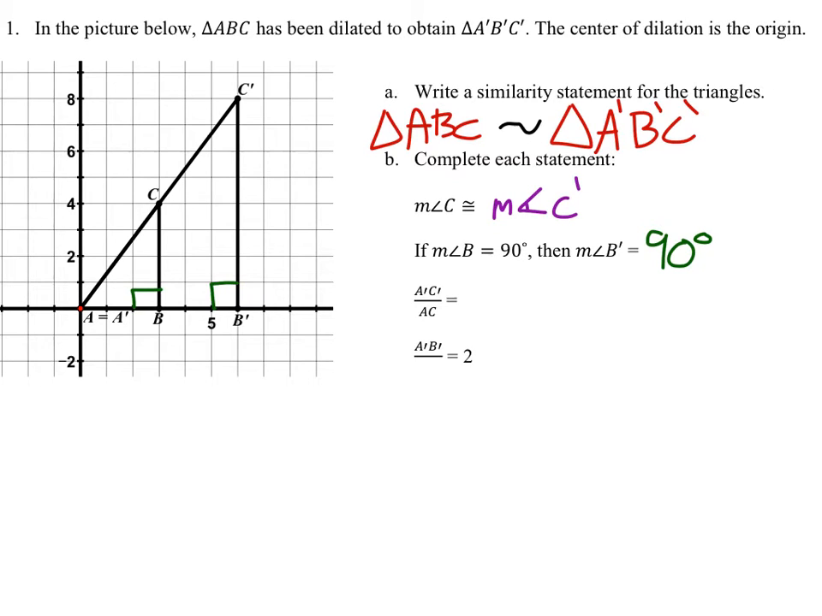Then A prime C prime divided by AC should be whatever the scale factor is, and we should be able to find that that is 2. Not that we really need the length, but you can see that this is 5 radical, and then A prime C prime is 10, so 10 divided by 5 is 2. So A prime B prime divided by something is 2. That would have to be its corresponding segment from the pre-image, which is AB.